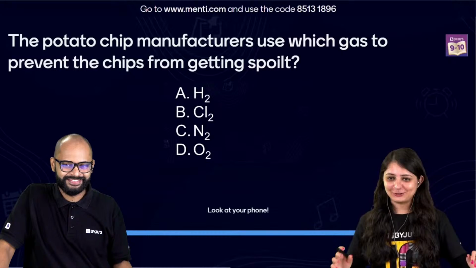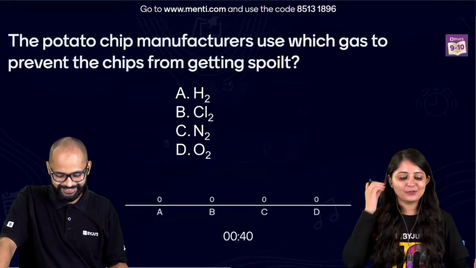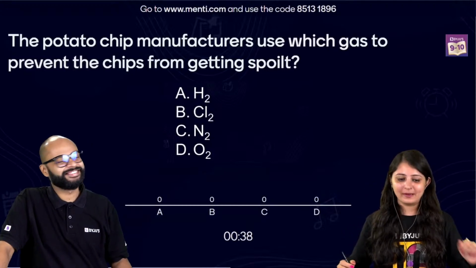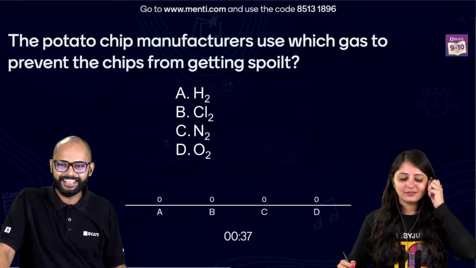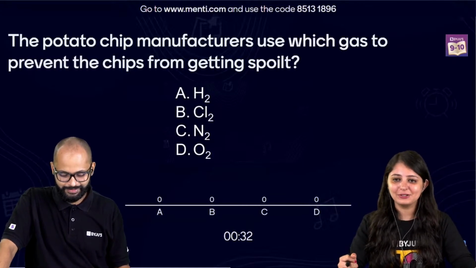I'll say it's a cute question. The potato chip manufacturers use which gas to prevent the chips from getting spoiled? Hydrogen, chlorine, nitrogen, or oxygen? Which gas is being used?